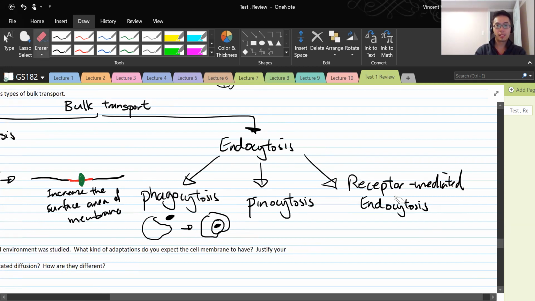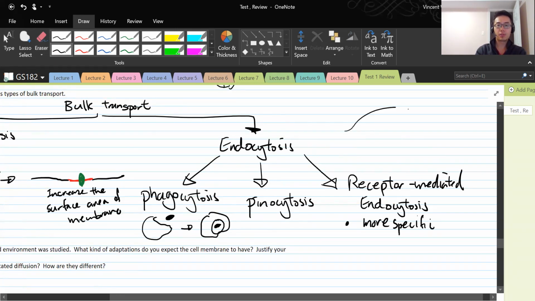Okay, so the difference between this and the other two is, in order for you to bring the material in, they have to first bind to a receptor. So this is more specific.